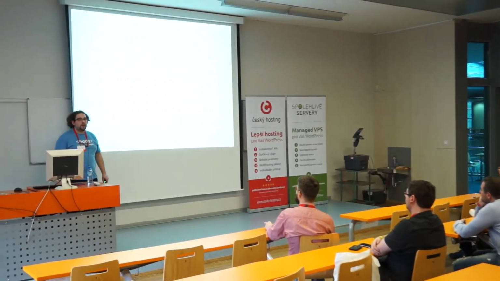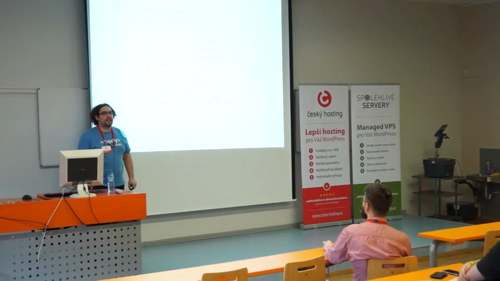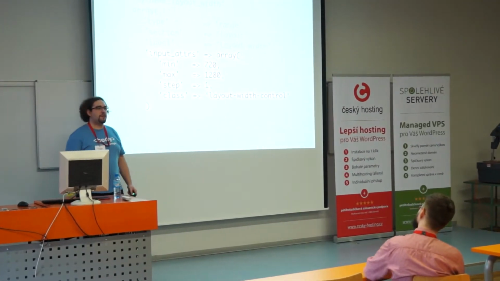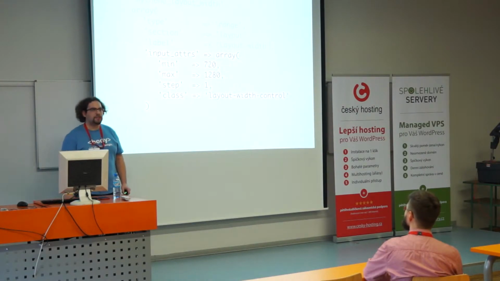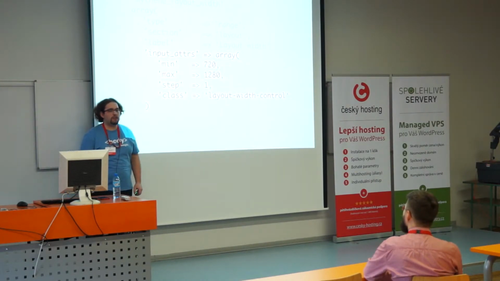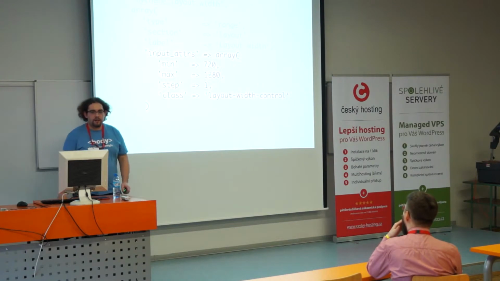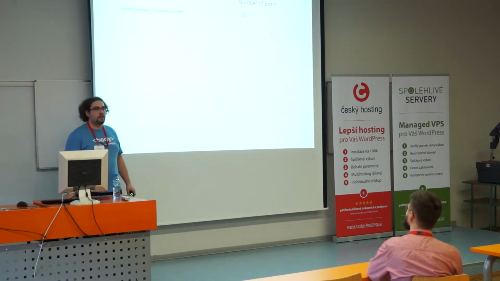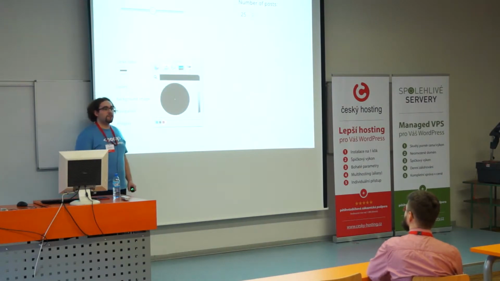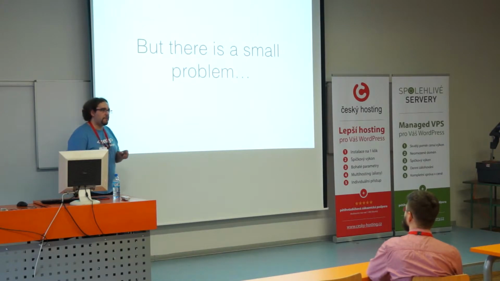In this array, we can put additional attributes like class, min, max, and step attributes. It will be outputted to the control. It is available, if I remember, from WordPress 3.9. So we can create the slider element, number element, native color picker, or native date picker. But there is a small problem.